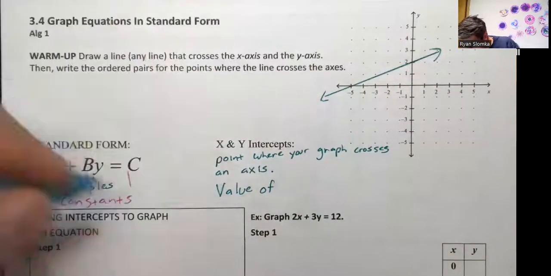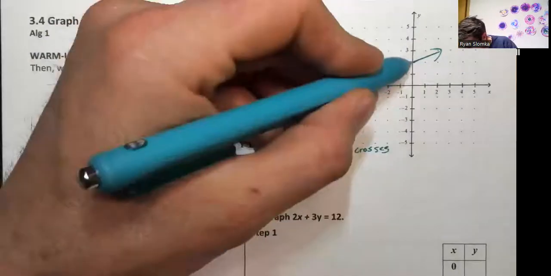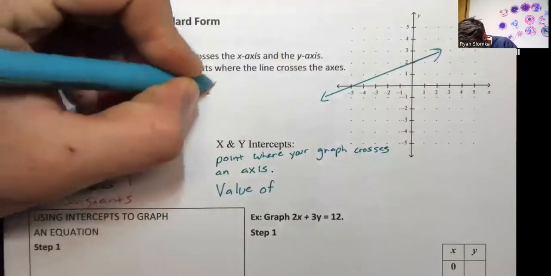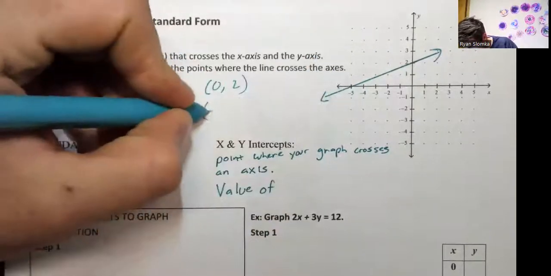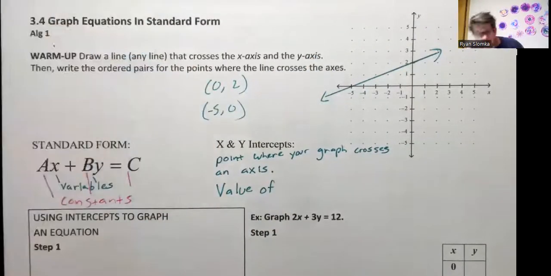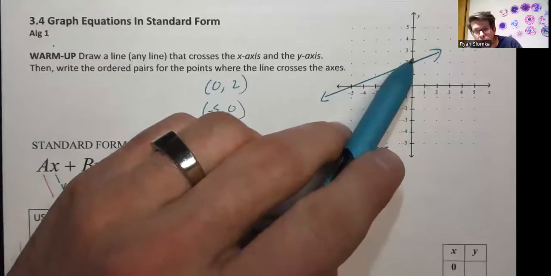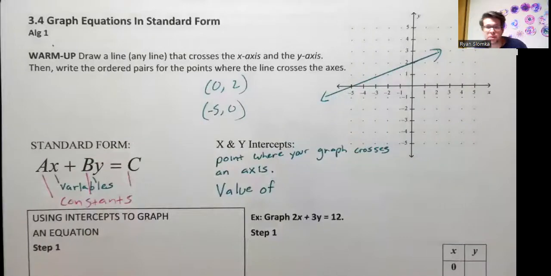The points that I've created that are on the axis, I have this point right here, which is going to be (0, 2), and then I have another point right here, and that is going to be (-5, 0). Both of these points are considered intercepts. This is called the y-intercept because it crosses the y-axis. This is called the x-intercept because it crosses the x-axis.